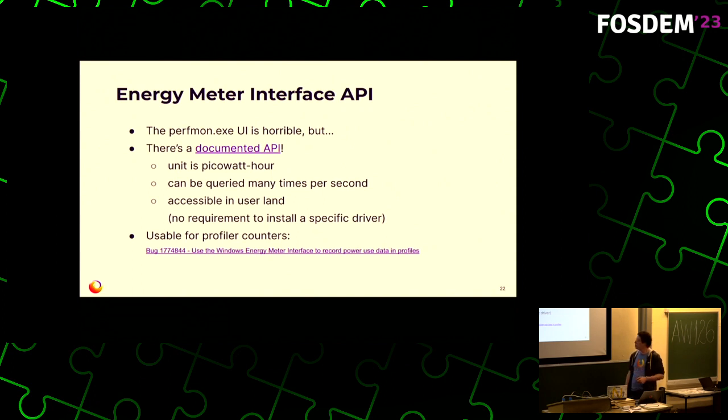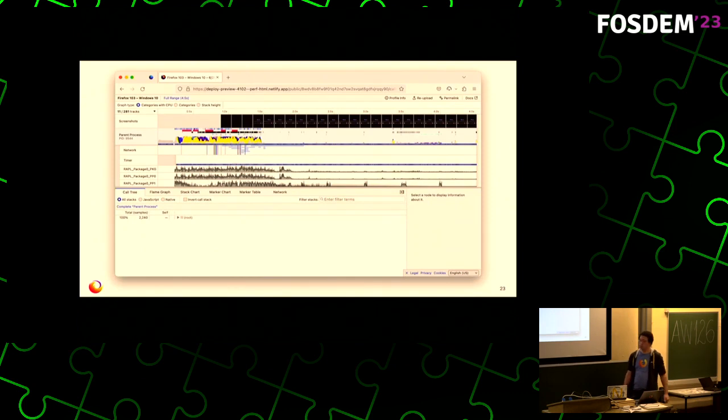And this is the bug where I worked on it. And this is the first prototype I got. So the names match what we saw. And then we have those power tracks in addition to memory counters, network traffic, and all the other stuff. And it actually looked pretty reasonable.